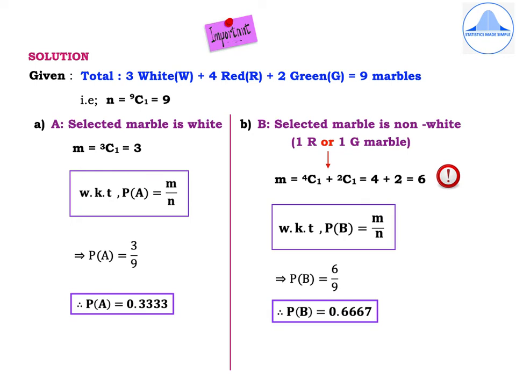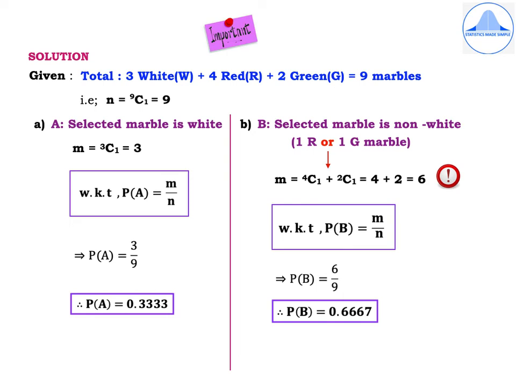Start with the first subdivision. Define event A as selected marble is white. How many marbles are we selecting? Only one marble. So be specific in the sentence for the event. So selected marble is white means we are selecting only one marble and that marble should be white in color. So m is equal to, how many white marbles are there? There are 3 white marbles. Out of 3 white marbles I have to choose only one white marble. So m is equal to 3C1, which is equal to 3. We know that P of A is m by n, which implies P of A is 3 by 9 or P of A is equal to 0.43.